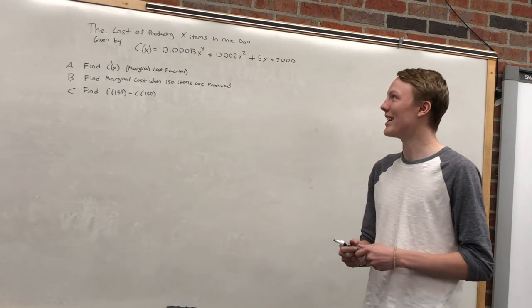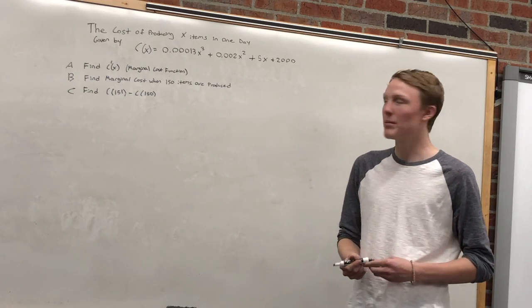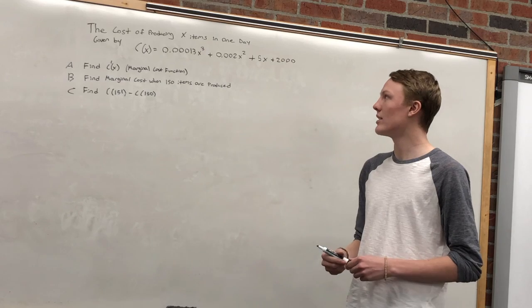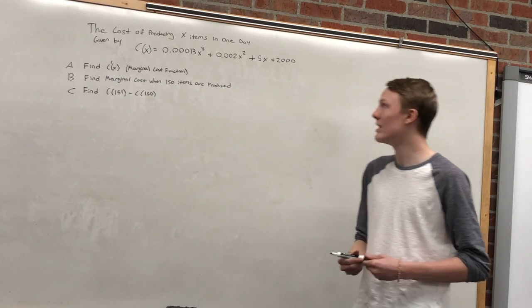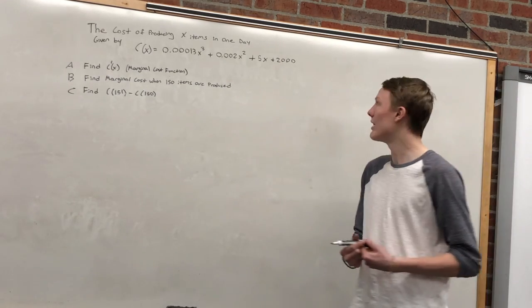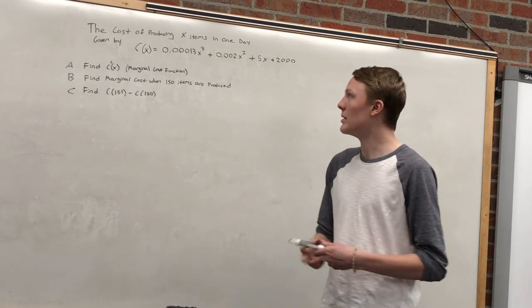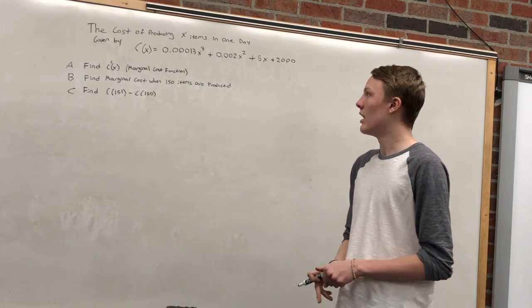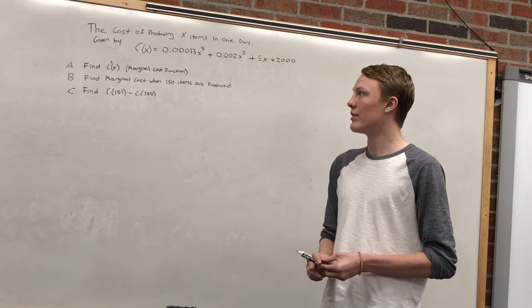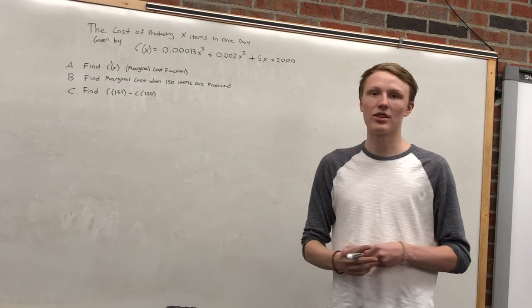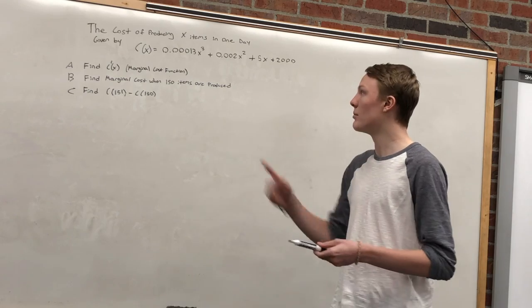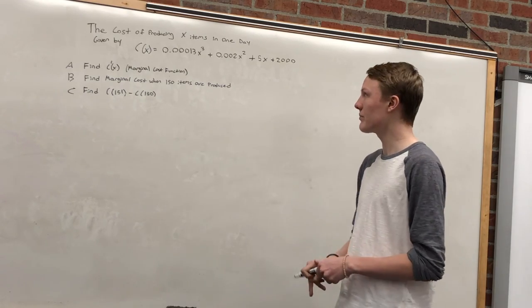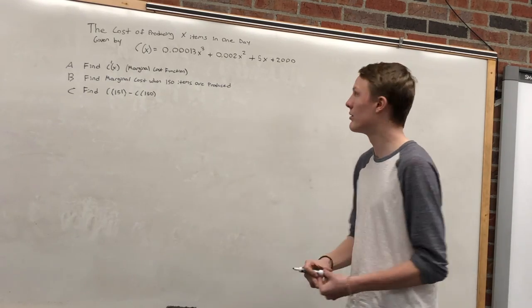This is our first problem. The cost of producing x items in one day is given by 0.00013x cubed plus 0.002x squared plus 5x plus 2,000. And this is like a factory equation. First we have to find C prime of x, which is also called the marginal cost function. To do that, we use our derivative rules.